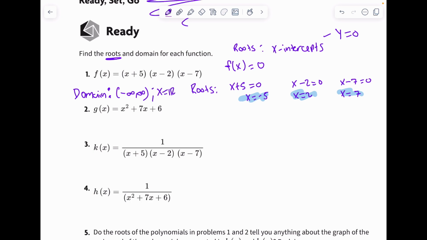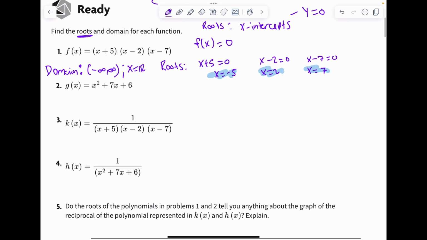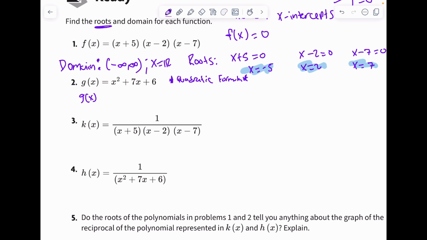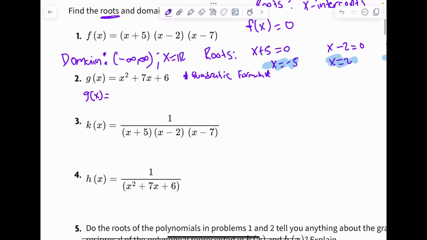Same concept for g of x, right? Two ways of doing that. You can use your quadratic formula. I don't really like the quadratic formula in this particular case, simply because you can factor this out. So g of x is equal to, not expand it, I mean factor it, x, and then thinking about numbers that multiply to 6 and add up to 7. So it's plus 1 plus 6, right?